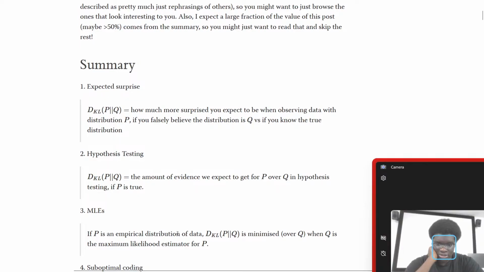Maximum likelihood estimators. If P is an empirical distribution of data, D_KL(P||Q) is minimized over Q when Q is the maximum likelihood estimator for P. So holding P constant, if you try out a bunch of different Qs, the Q that will minimize the KL divergence is the maximum likelihood estimator for P. And then, okay, back to definitions. What is a maximum likelihood estimator?